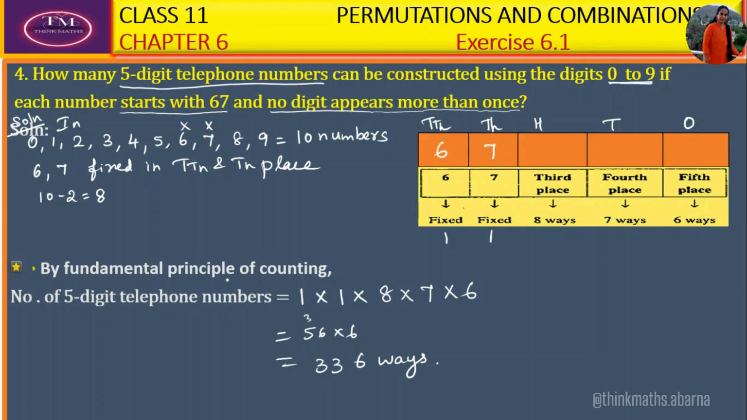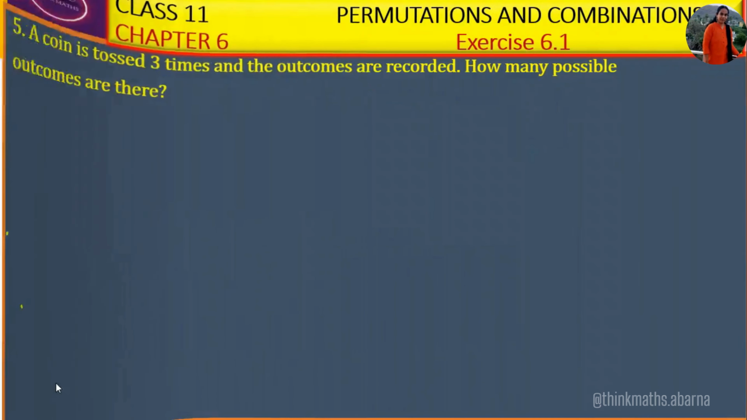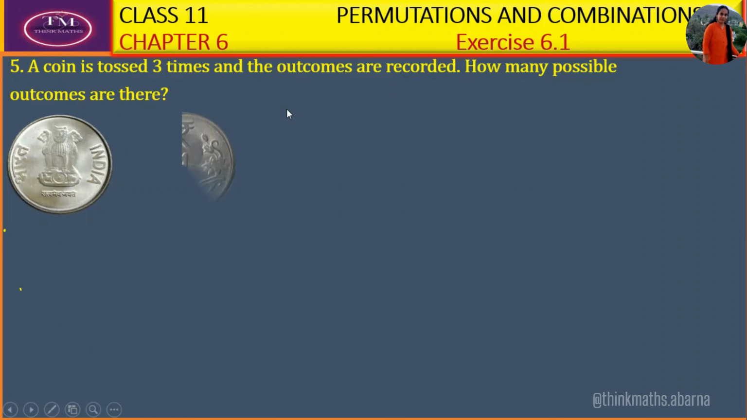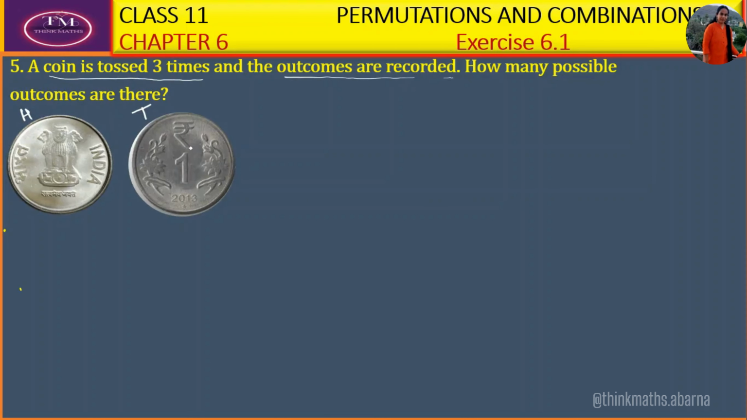Clear, children? Okay. So moving on to the fifth problem. A coin is tossed 3 times and the outcomes are recorded. How many possible outcomes are there? We all have seen the coin. So a coin has two sides, head and tail. Now what is the activity? A coin is tossed 3 times and the outcomes are recorded. How many possible outcomes are there?